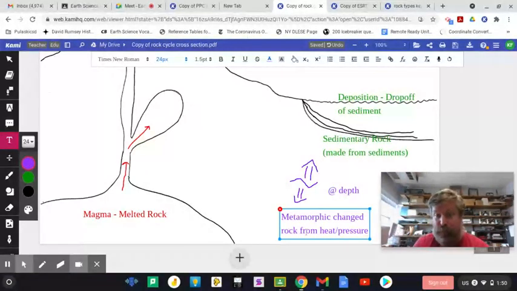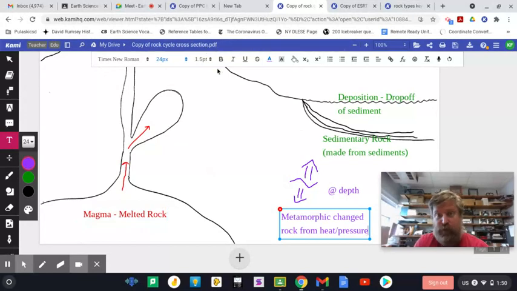But one important thing, it's not so hot that it melts, because if it melts, you've gone back into this part of the cycle. You've gone back to melted rock, which is going to create igneous rock. So you can't melt and then go back to a metamorphic. You see what I'm saying? If you get hot enough to melt, you create magma. We're in the world of igneous.